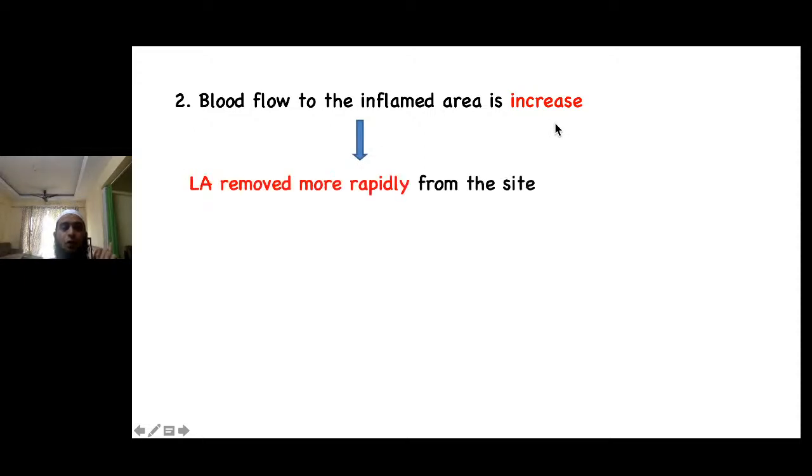and as a result of that, local anesthetic will be removed more rapidly from the site, because we have seen in the last lecture, local anesthetics are drugs which produce a local action. What it means is, if local anesthetics are not present at the site of application, then they won't produce local anesthesia. Now what is happening here? Due to the increase in blood flow due to inflammation, the local anesthetics will be washed out. So local anesthetic will be removed more rapidly from the site due to more blood supply. As a result of that, it decreases the action of the local anesthetics.